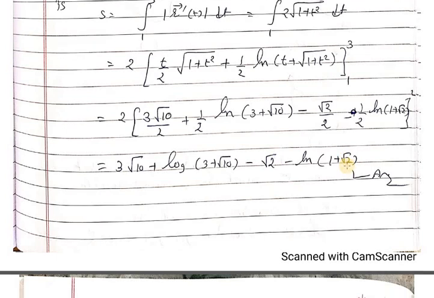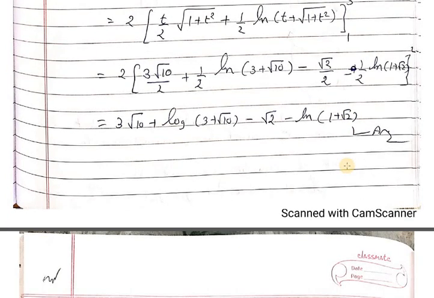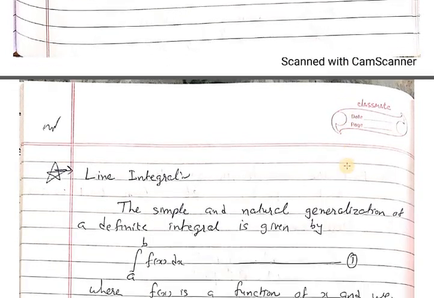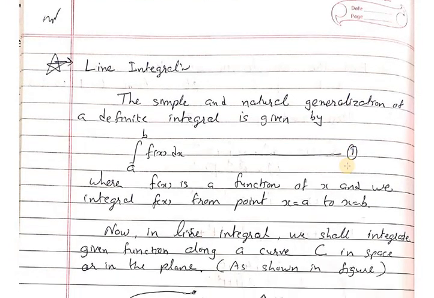This is a simple integration. Here we are finding the length of a curve. Now we are starting with a line integration. Now the line integration is a simple and natural generalized form of integral, given by integration a to b f(x) dx, where f(x) is a function of x and we are integrating the function from point x is equal to a to x is equal to b. This is your simple integration.